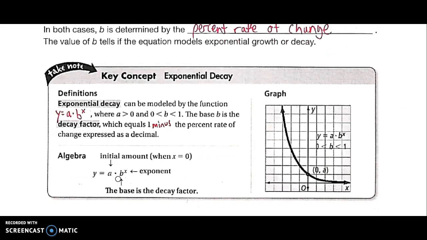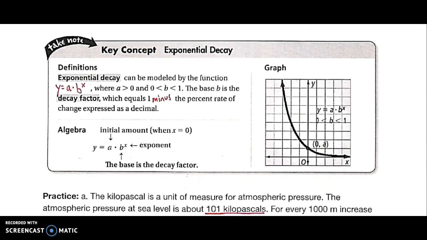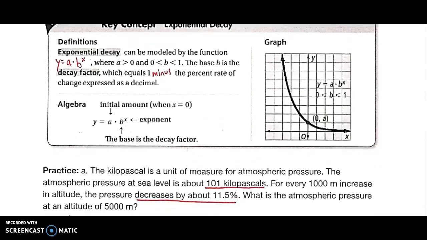So same formula, a times b to the x, still the same pieces. A is still your starting or your initial amount. Base is your decay factor, but remember this time it's just in between 0 and 1, so you just want to think it's less than 1. And if I have my decay factor, so if I have a fraction or decimal that I keep multiplying by, we're going to see that these numbers keep getting smaller and smaller. They keep approaching 0. So I will have a decay graphed as my exponential function. Let's try that with a word problem.